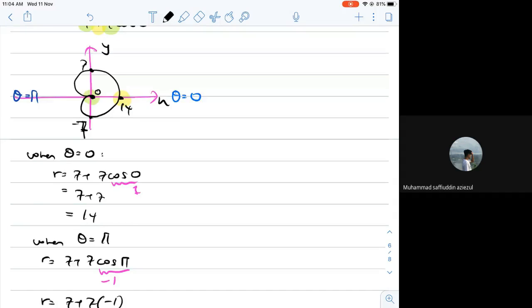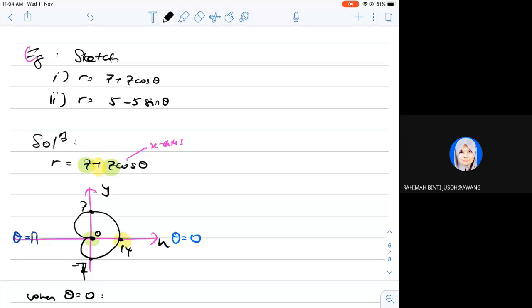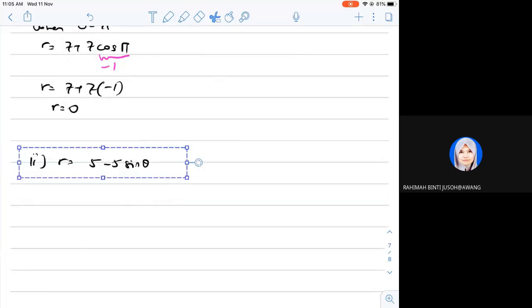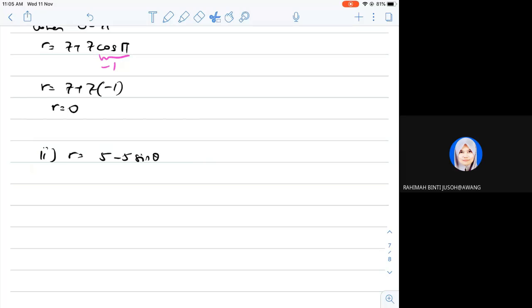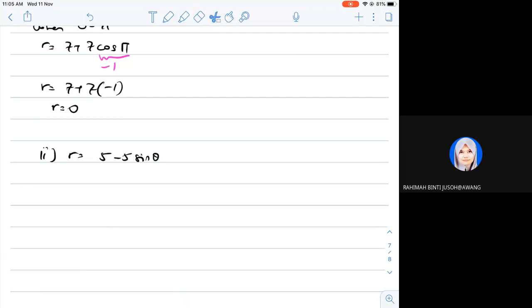Okay, good. So lepas ni you nampak soalan, you dah boleh imagine dah duduk kat mana semua tu. Okay, so next question number 2. r equals... So where is the position of this question? Right or left, up or down? Kiri, kanan atau bawah? Atas atau bawah. Yelah, dia bawah ke atas?